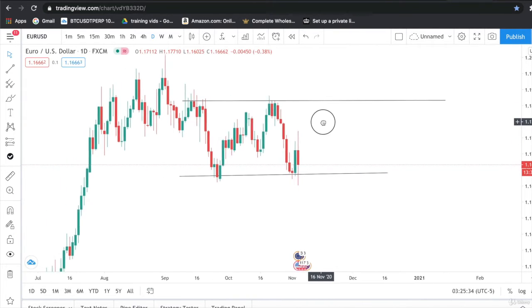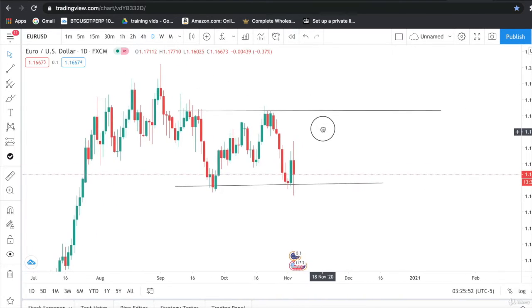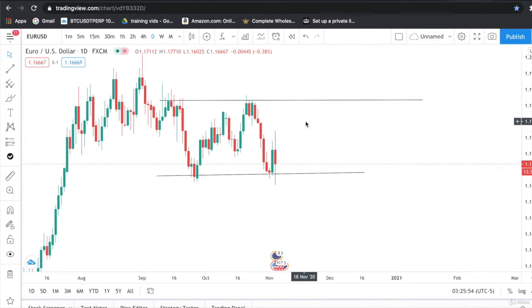You can draw support and resistance zone on any time frame. This is the daily chart. You can draw it on any time frame which you want. For the best results, I prefer to use the hourly and the daily charts and the weekly. So this was the support and resistance. It's pretty simple, guys. Practice as much as you can and you will be able to identify support and resistance on multiple time frames.